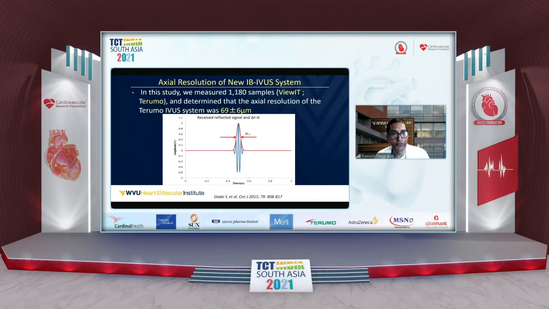So a few slides about the new integrated backscatter intravascular ultrasound done by Ozaki in Japan, looking at the Terumo system. We do not have that, and probably Gary can show some in the discussion part, and he can talk about it.